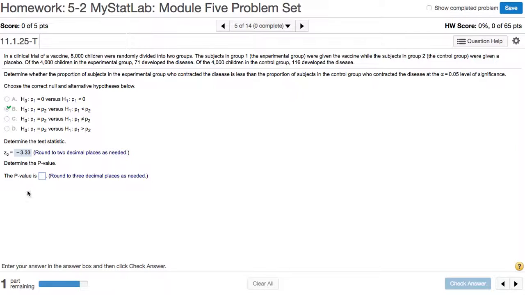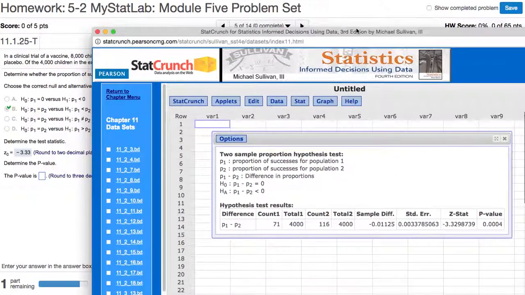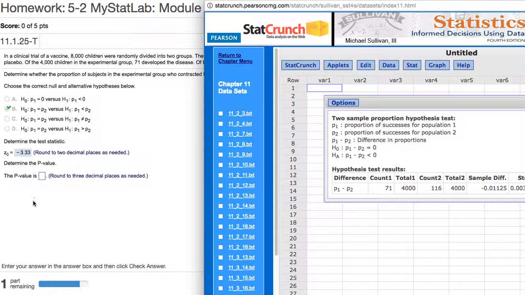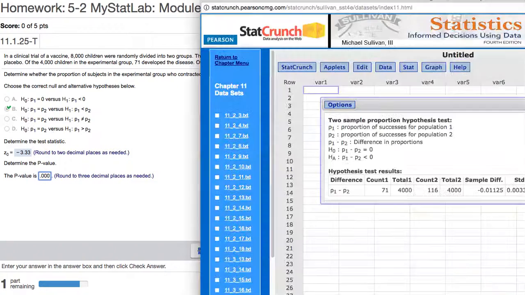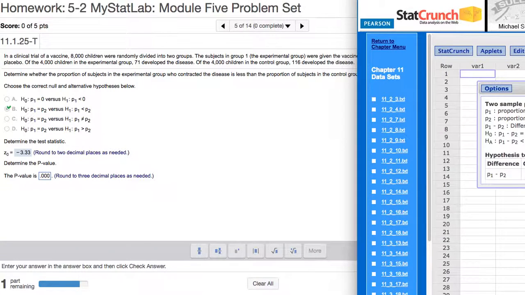Okay, and now it's asking us to determine the p-value. Well, StatCrunch has that right here, and it's 3 decimal places, so it's just going to be 0.000, because 4 doesn't round up, so hopefully that is okay.